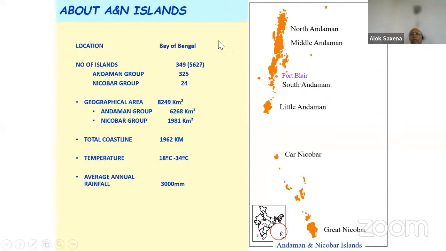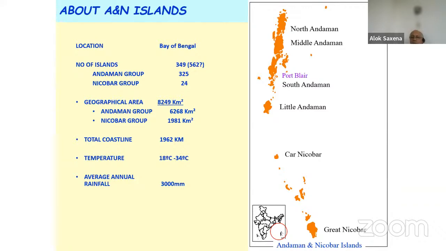So before the tsunami, the number of islands was 349. But now, if you see the Andaman website, 562 is mentioned. In fact, they have included small rocks also, which have no life, in this number. To me, the number is still around 349, because after the tsunami, some new islands have emerged and many islands have become submerged. So the exact number of islands only the Survey of India can tell us.